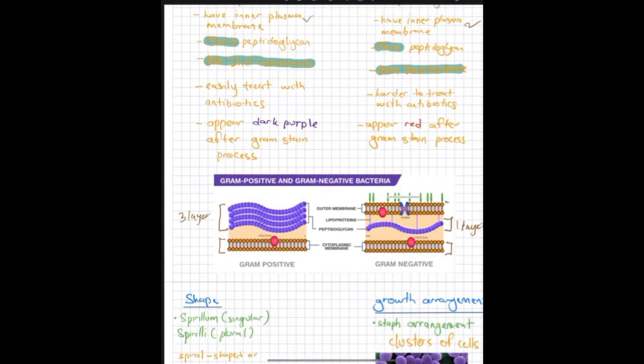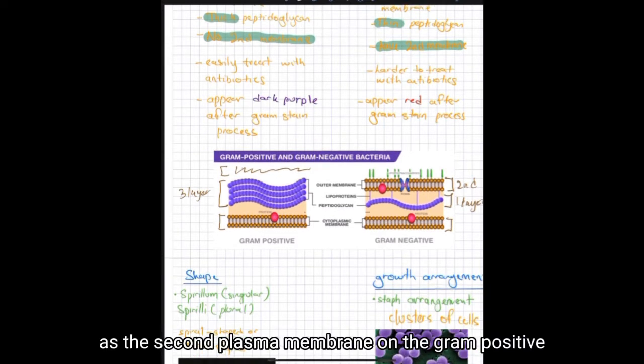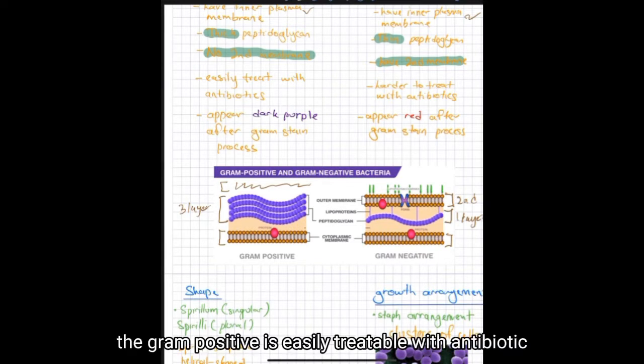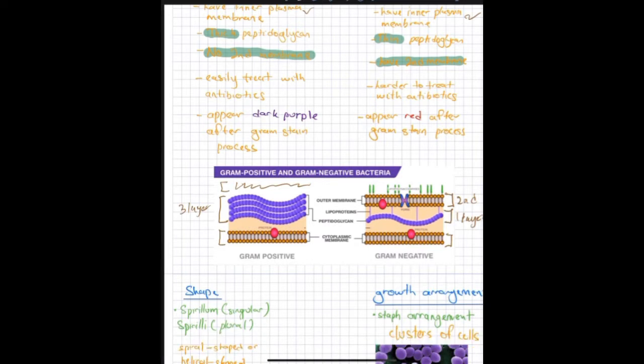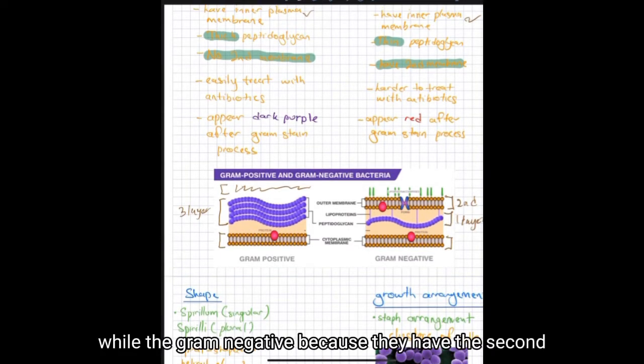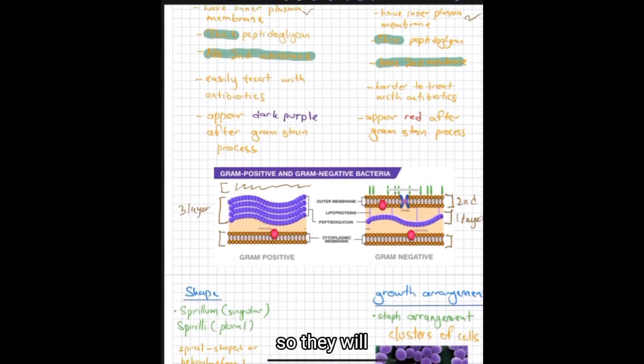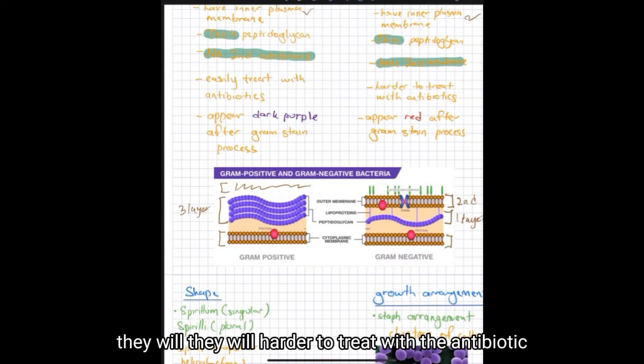Because of this is the second, and we see there is no such thing as the second plasma membrane on the gram-positive, because of the absence of the outer membrane. The gram-positive is easily treatable with antibiotic, while the gram-negative, because they have the second plasma membrane, is harder to treat with the antibiotic.